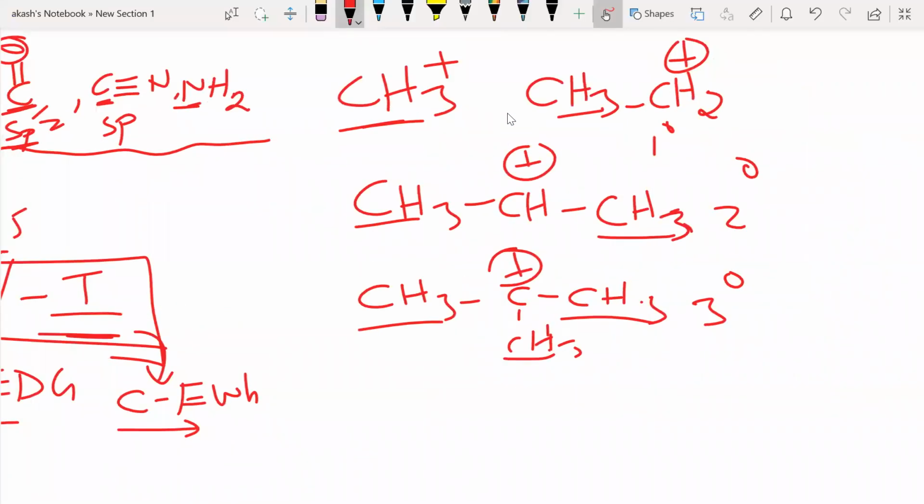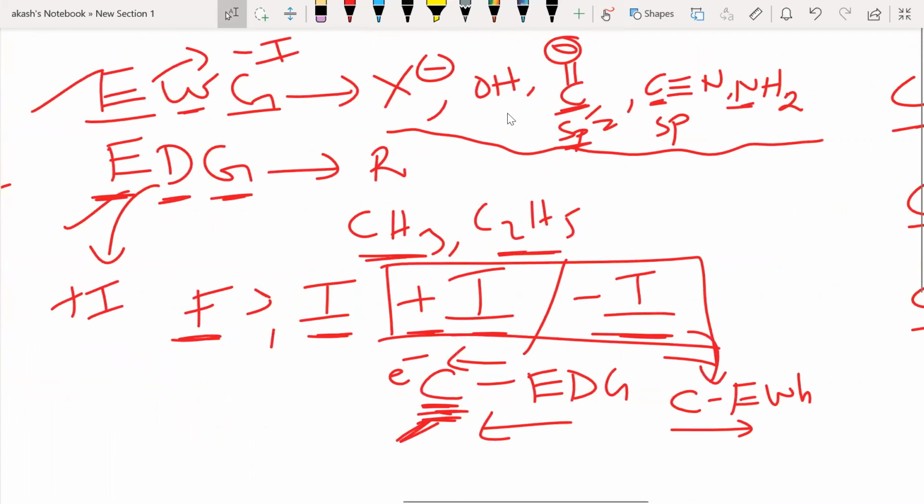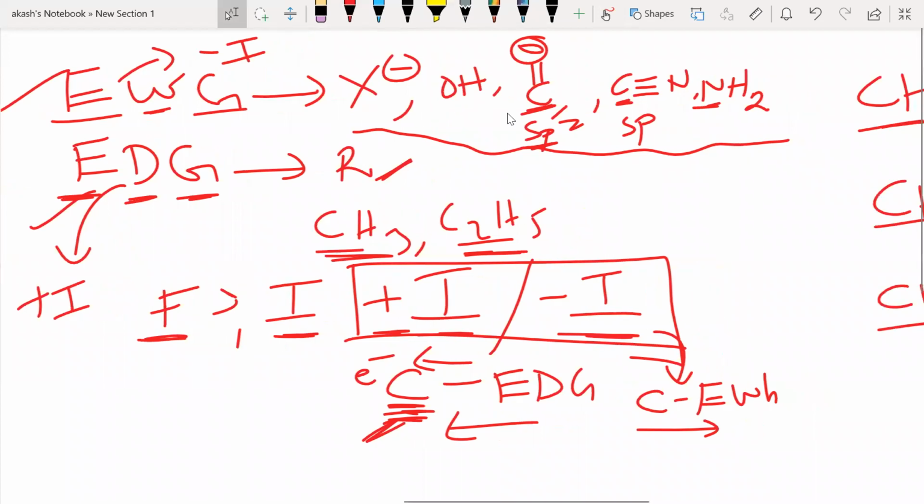So what I was asking: what kind of groups are alkyl groups? Just now we saw it. Donating. Yes, you can see here that all electron donating groups are alkyl groups. R represents an alkyl group, CH3, C2H5. All these are electron donating groups. Please remember.